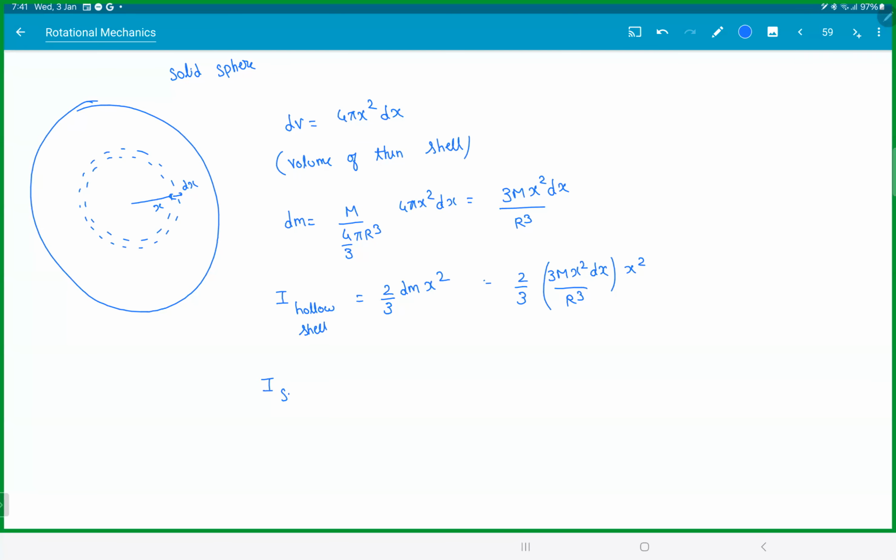So I of the solid sphere will be adding all the shells' moment of inertia. This is the main idea. Right? You take something which you already know the result of and then integrate them. 3 and 3 will cancel. 2m by r cube integral x power 4 dx from 0 to r. 2m r square by 5. Pretty good result. Comes a lot. Solid sphere will use this a lot.